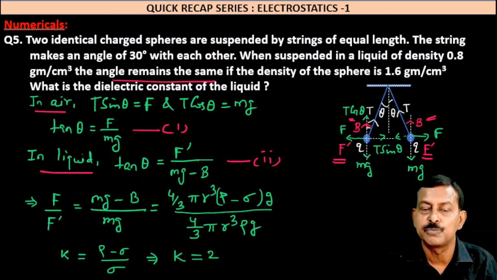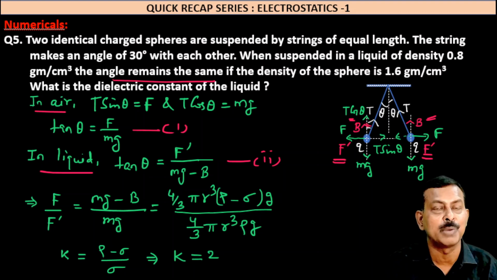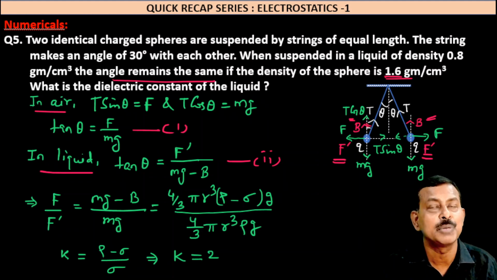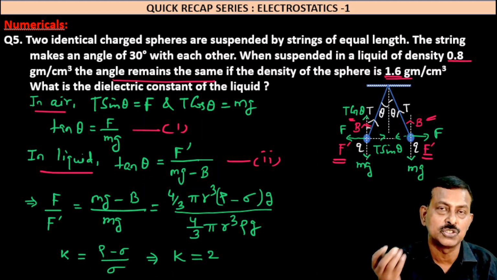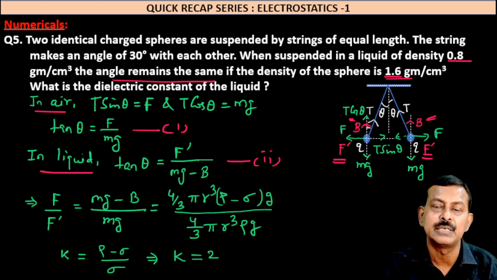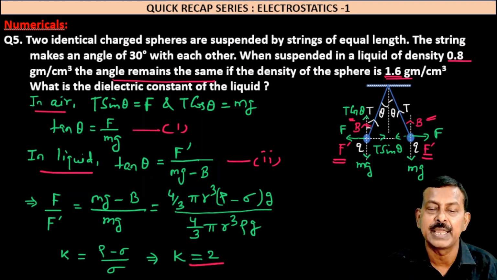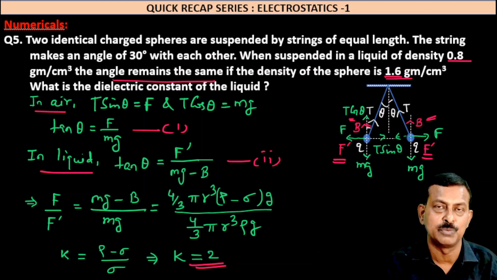If I put for m, it is 4 by 3 pi r cube rho. So it is 4 by 3 pi r cube, rho minus sigma into g in the numerator, and in the denominator, for the weight of the body, it is 4 by 3 pi r cube rho into g. The rho value is already given, 1.6 gram per centimeter cube, and sigma, the density of the fluid or the liquid, is 0.8 gram per centimeter cube. If you substitute, you will get the value of K as 2. So the dielectric constant of the liquid will be 2.